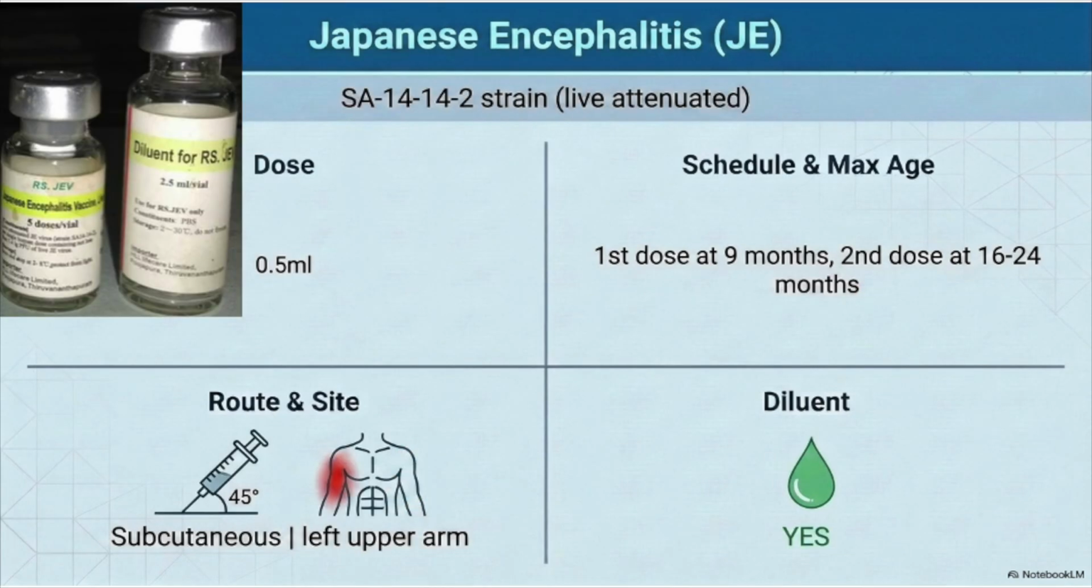Japanese encephalitis vaccine or JE uses the live attenuated SA14-14-2 strain. The dose is 0.5 milliliters. The first dose is given at 9 months and the second dose at 16 to 24 months. It is given subcutaneously at a 45-degree angle in the left upper arm, and it requires a diluent.